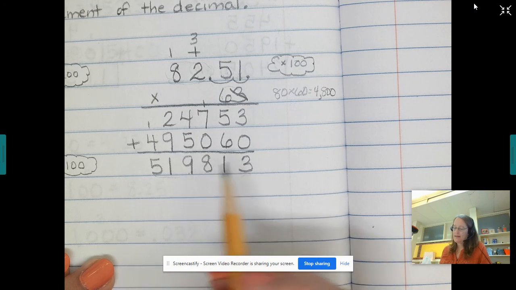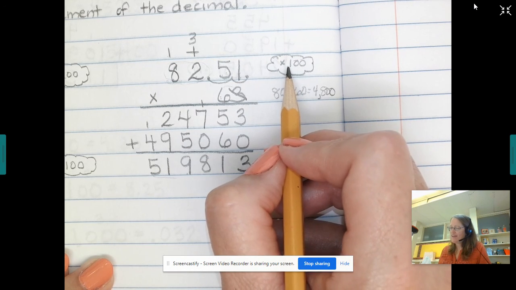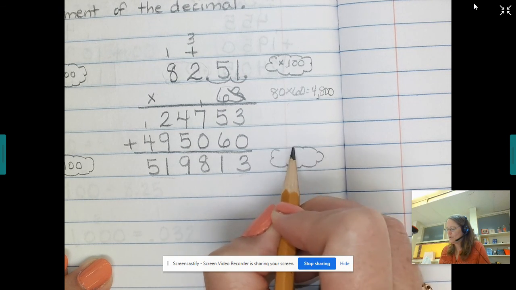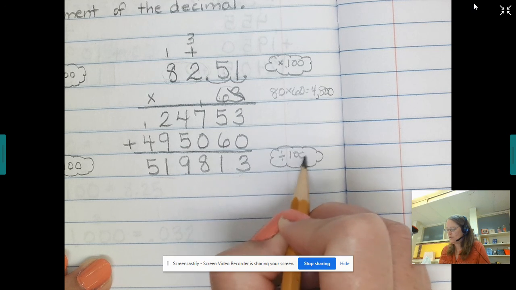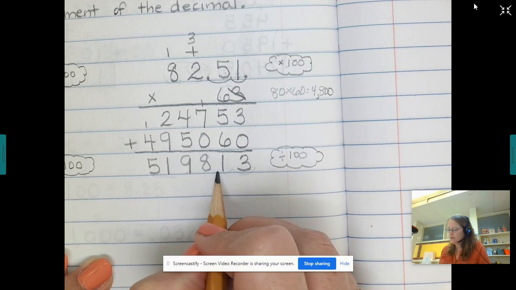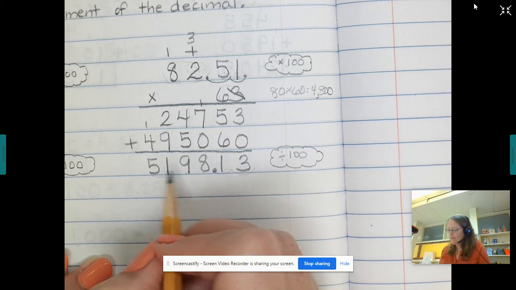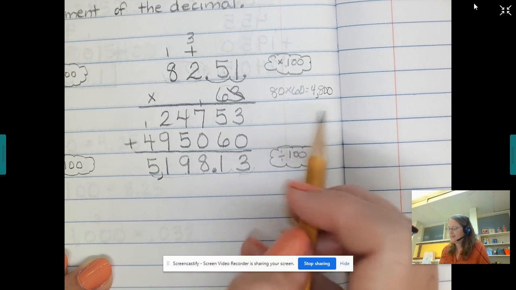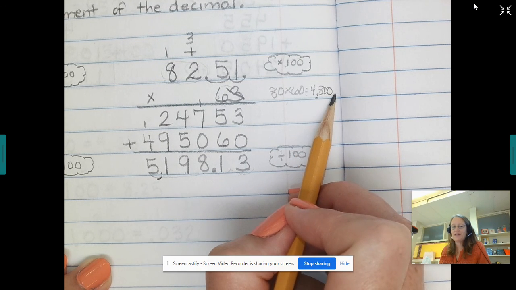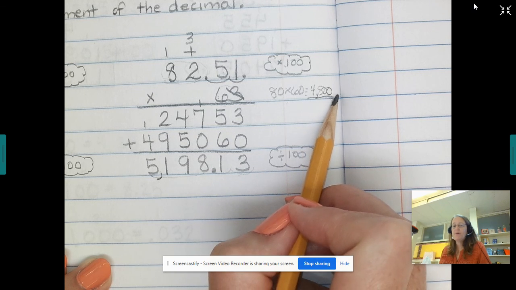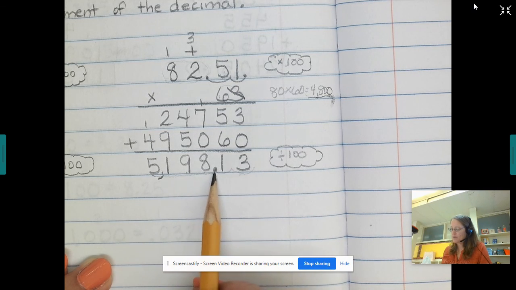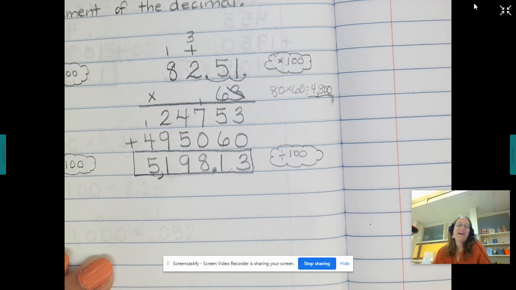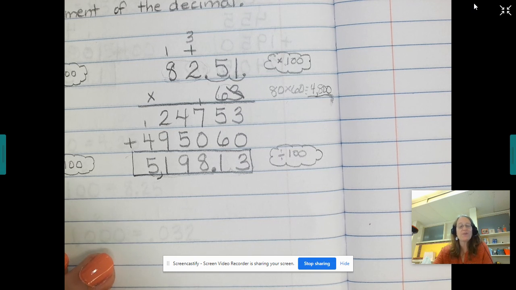So, that's right. In the factors, I multiplied by 100. So in the product, I need to divide by 100. There we go. 5,198 is much closer to 4,800. Both this number and my product round to 5,000. Excellent job, guys. Work hard on your problem set today.